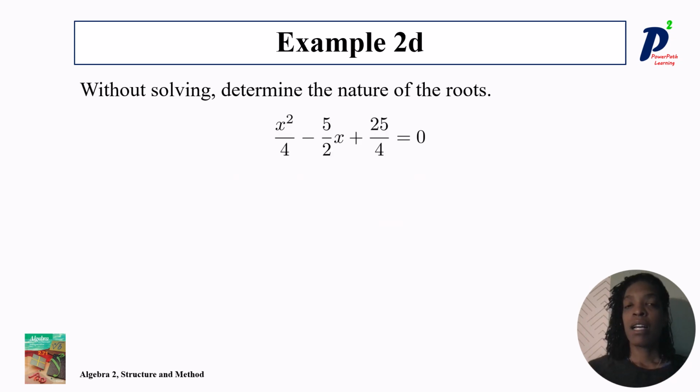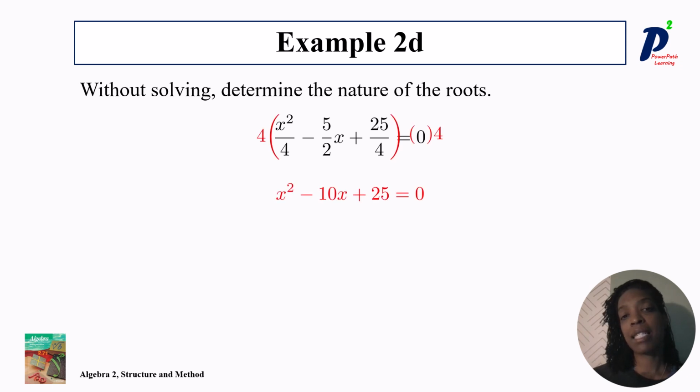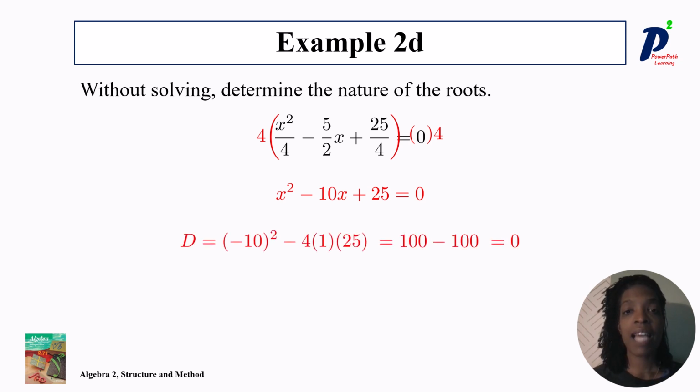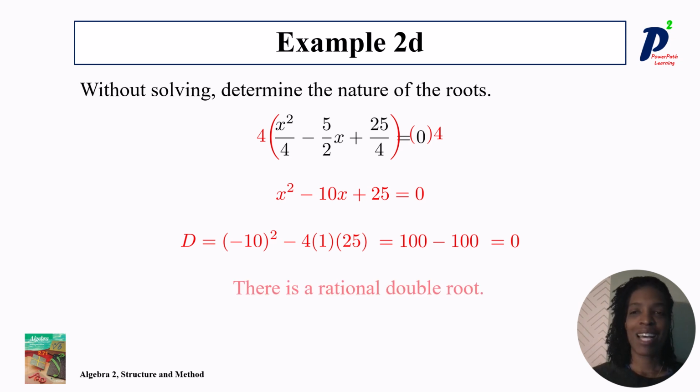Final one. Now we can transform this equation by multiplying both sides by 4 to get x squared minus 10x plus 25. Then we'll apply our discriminant formula to get 0. Since this has integral coefficients and the discriminant is equal to 0, there is a rational double root.